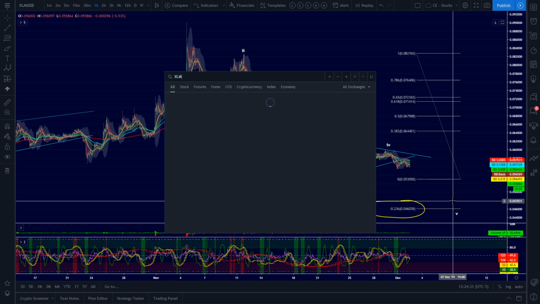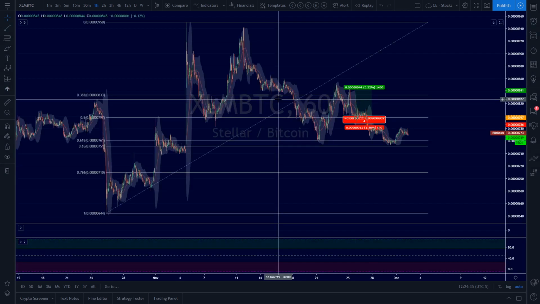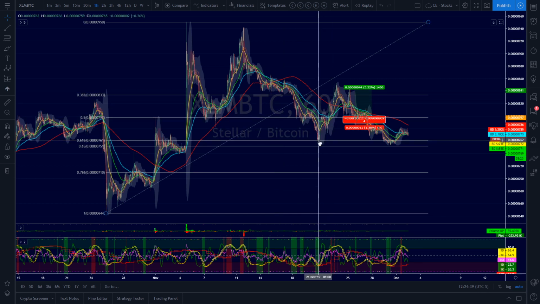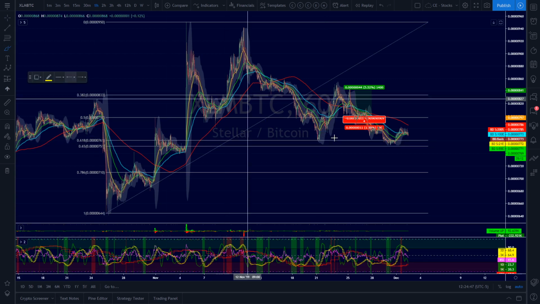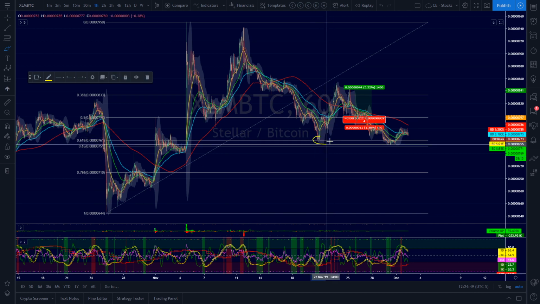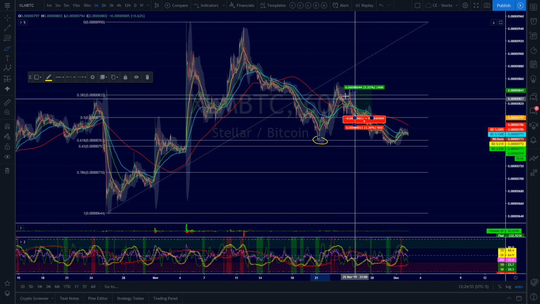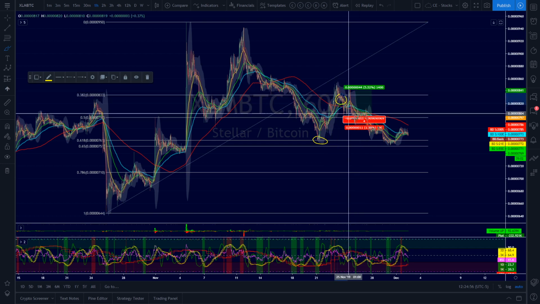Let's take a look at Lumens versus Bitcoin. This is the lovely trade that we were in a while back. We were taking the trade here at 762 Satoshis. We had 762, 752, and 742. Only the 762 hit, and we were able to get out, I think, at about 835. So we got out right about up here, and then it came down.